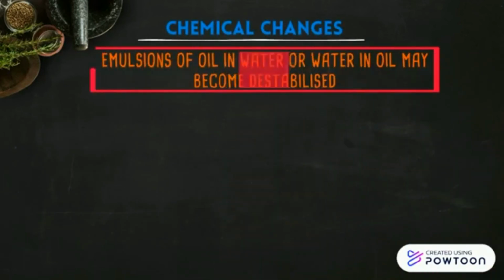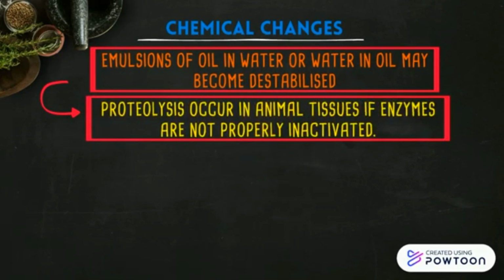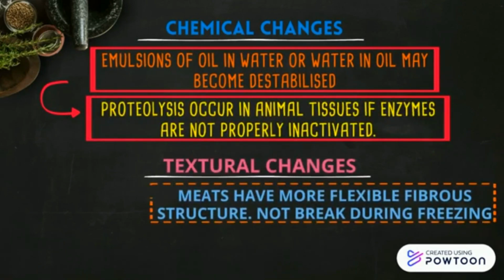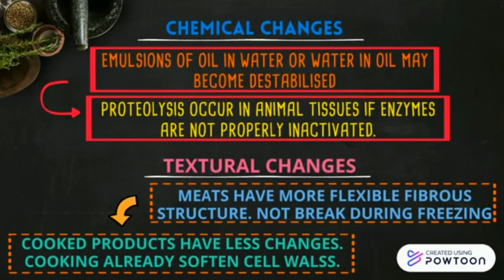Chemical changes. Emulsions of oil in water or water in oil may become destabilized. Proteolysis occurs in animal tissue if enzymes are not properly inactivated. Meat has a more flexible fibrous structure that does not break during freezing. Cooked products have fewer changes. Cooking already softens the cell walls.